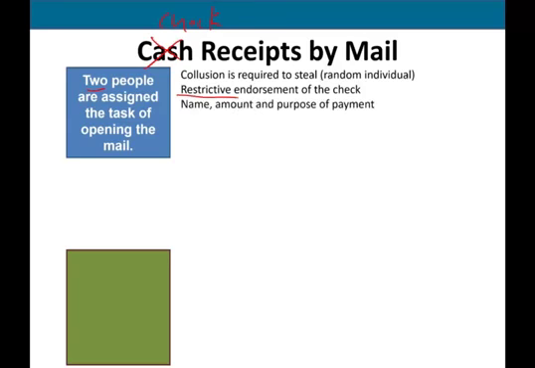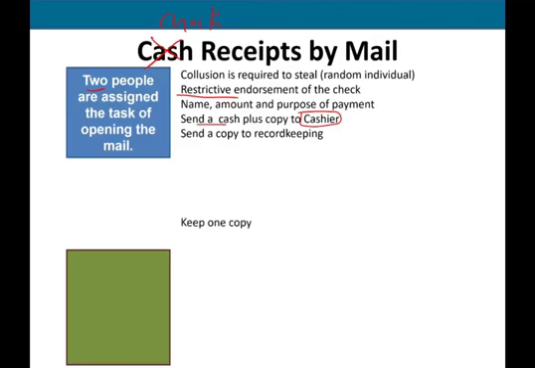Also, we would make a list of the name of the person that paid, their account number, and the purpose of the payment. For our purposes it was easy, payment on their loan. Then we send the cash, plus a copy, to the cashier. We would have a cashier individual that's in charge of the cash. We send a copy to record keeping, to the person in charge of updating the record, and we keep one copy. So basically we have 3 copies.